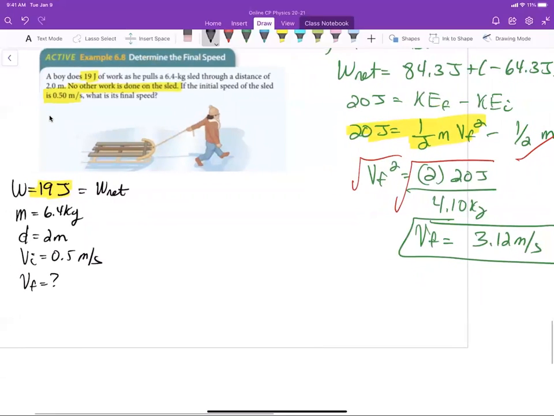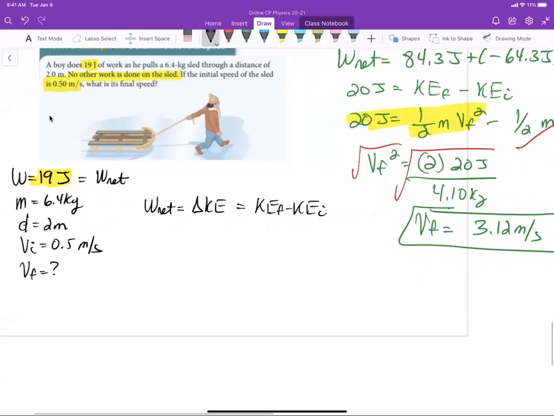Okay, work net is equal to the change in kinetic energy. What does the change mean? Kinetic energy final minus kinetic energy initial. So work net, which we know, equals 1/2 the mass times V final squared, that's kinetic energy final, minus 1/2 mass times V initial squared. That's kinetic energy initial. What are we looking for? We're looking for V final. I got to rearrange this equation and get V final by itself.